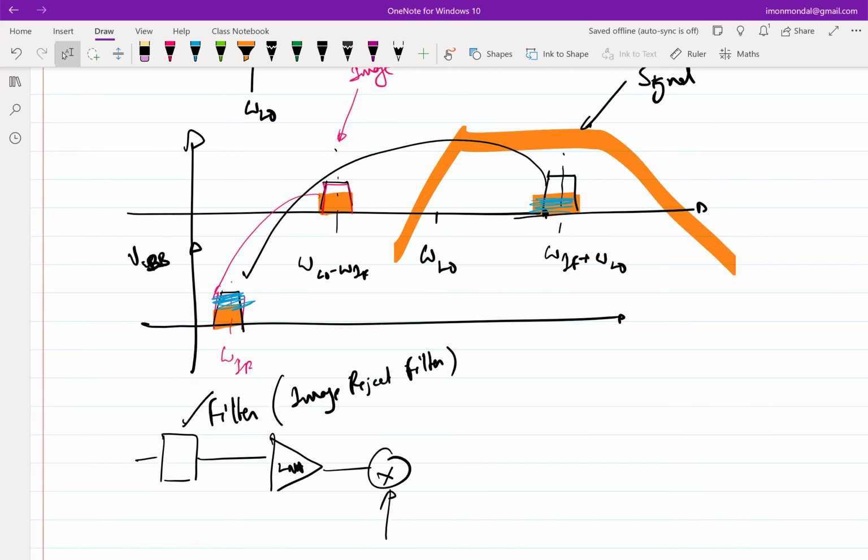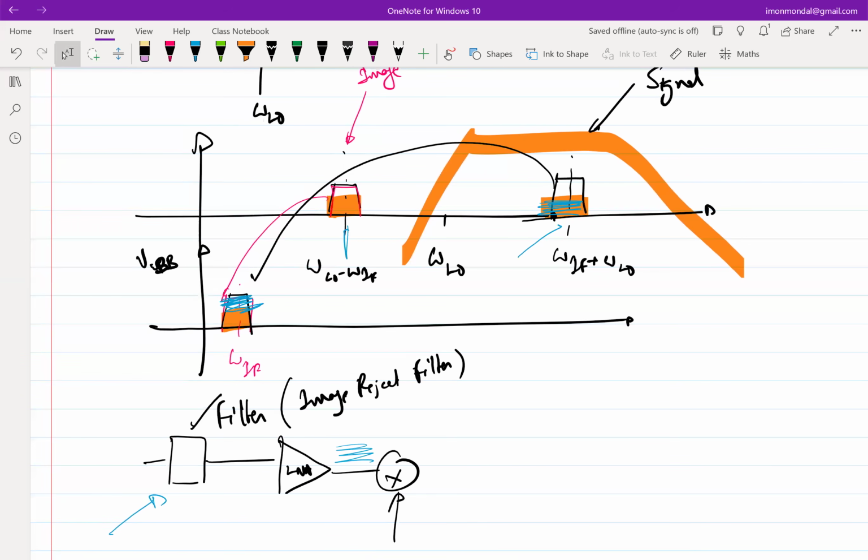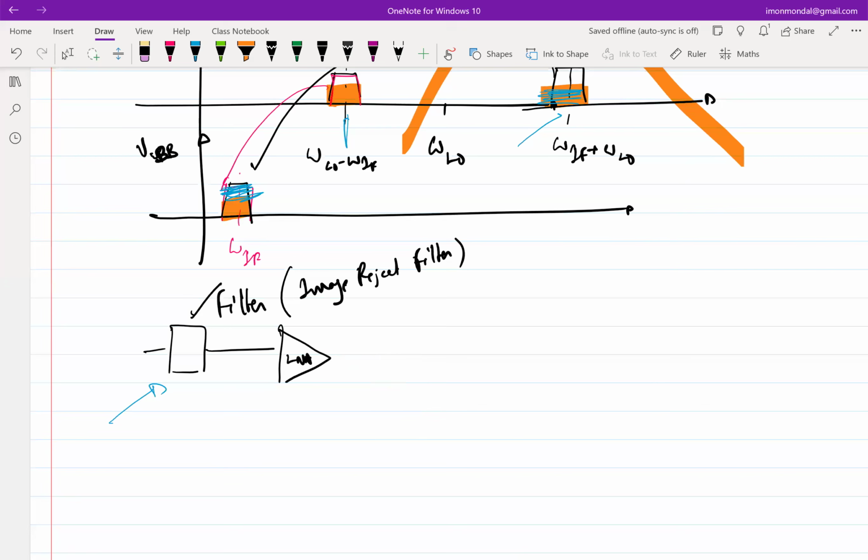The same solution. Whatever you do for cutting out any blocker at the image, you can do the same thing for noise. So the point that I'm trying to make is, if you put the filter here, then the noise that comes from the LNA will be here and here, both. But if you put the image reject filter here, then the noise of the LNA at the image band doesn't come in. Does that make sense?